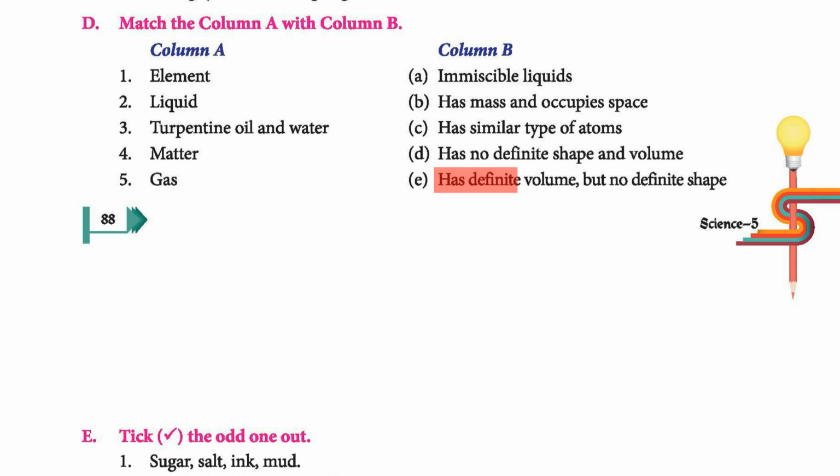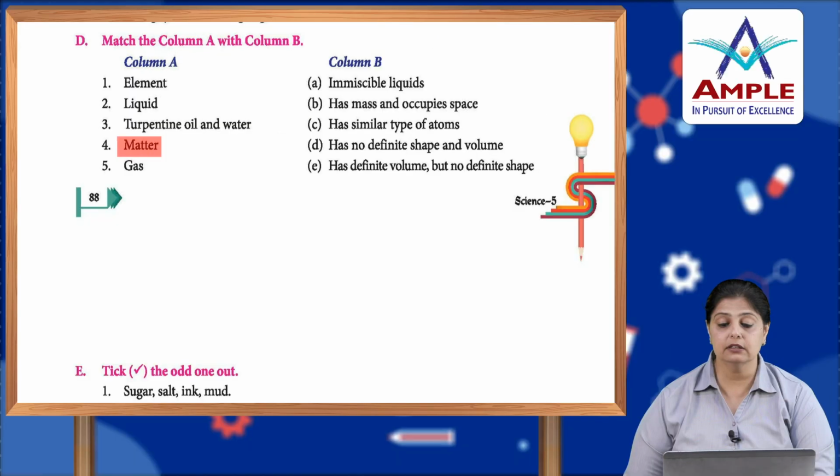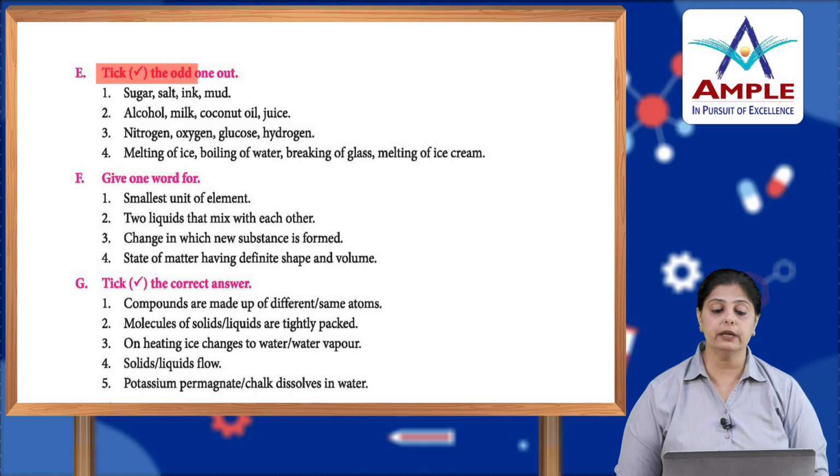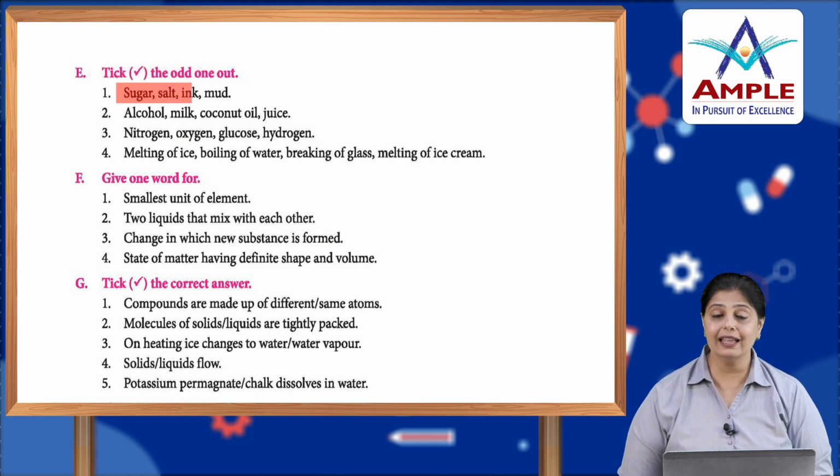Liquids have definite volume but no definite shape. Turpentine, oil and water. What are they? They are immiscible liquids. Matter has mass and occupies space, and gas has no definite shape and volume. Now, take the odd one out. Sugar, salt, ink or mud. Which is odd? Mud.